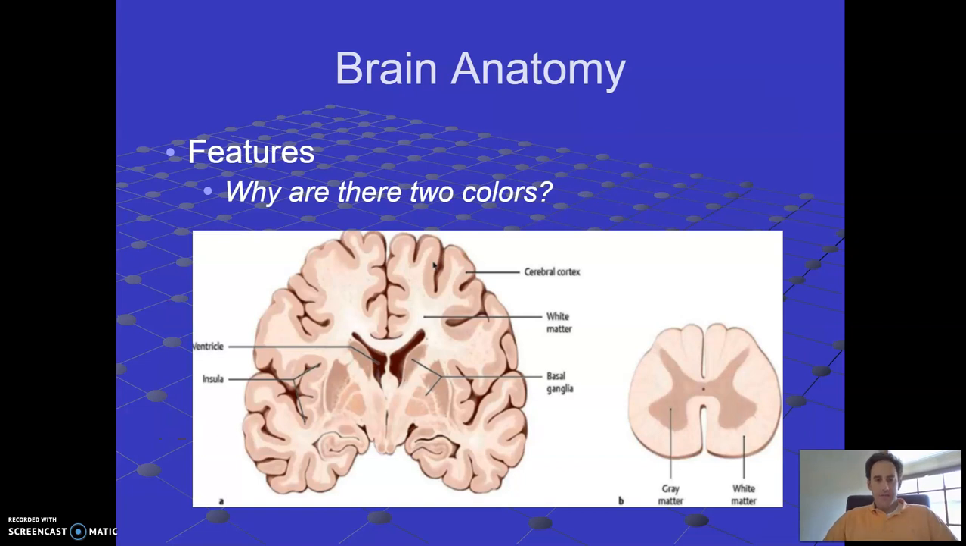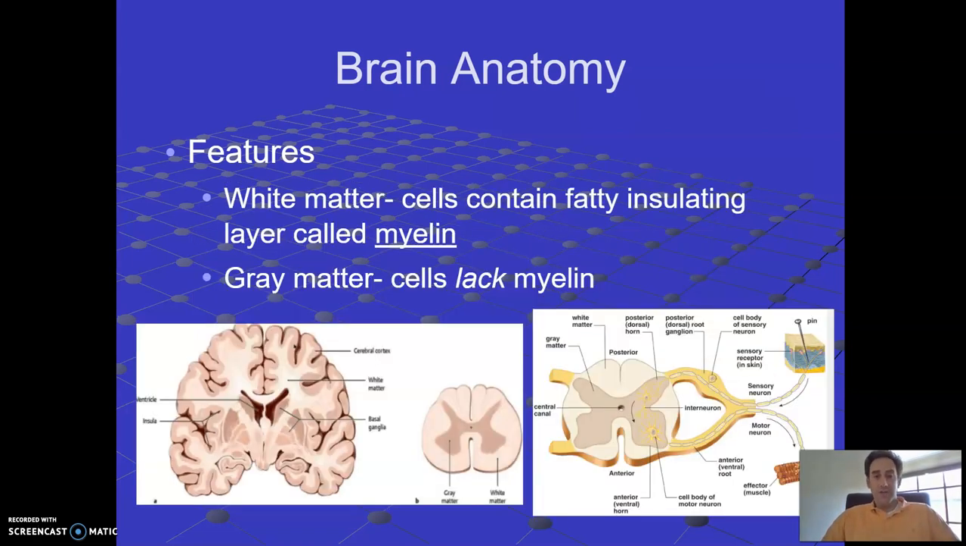The second thing you'll notice about the cerebrum is there's two colors. There's kind of a whitish color and a grayish color. And we have names for those two colors. The whitish color stuff is called white matter, and the grayish color stuff is called gray matter. Thank you, gods of naming. That's very helpful. Why the different color? Well, it turns out that the white matter has an extra layer of fatty insulation around it called myelin. We're going to talk a lot more about myelin later.